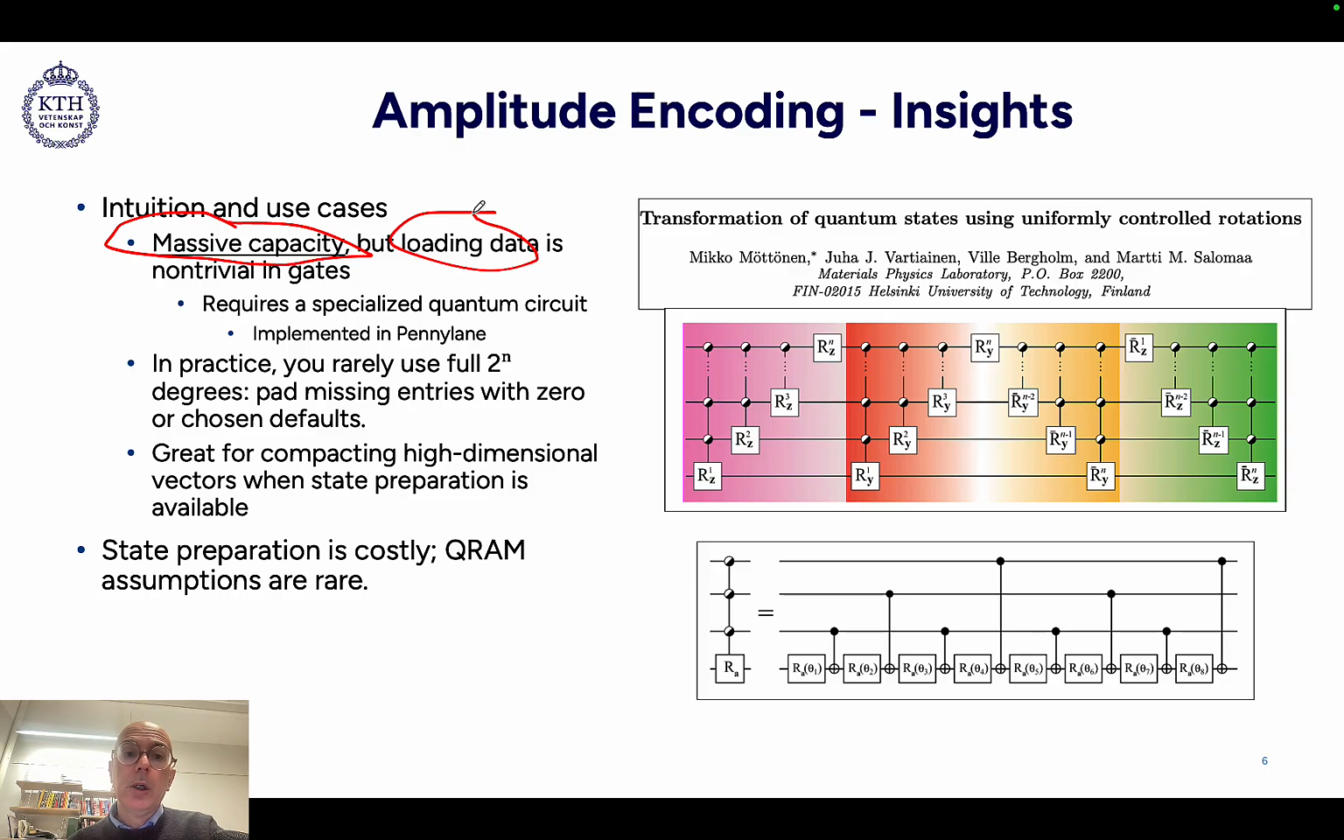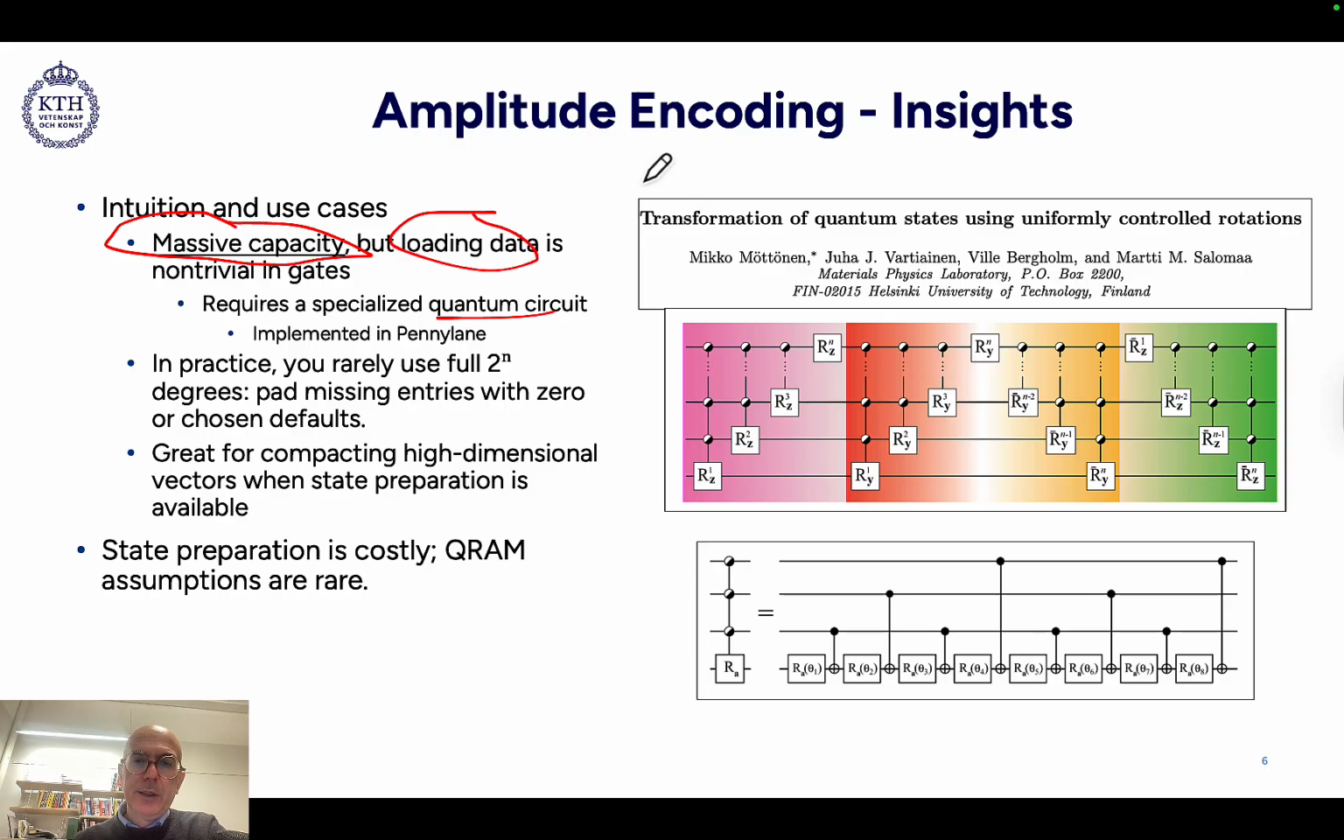If we want to use a quantum circuit to take the input vector and map it to the different amplitudes of the state vector, then the circuit is quite deep and complicated. So this requires some specialized quantum circuit. It is implemented in PennyLane, so for us, it's just one function. However, if you want to run it on quantum hardware, we will need a quite deep quantum circuit, and you will need to pay the cost for doing this encoding.